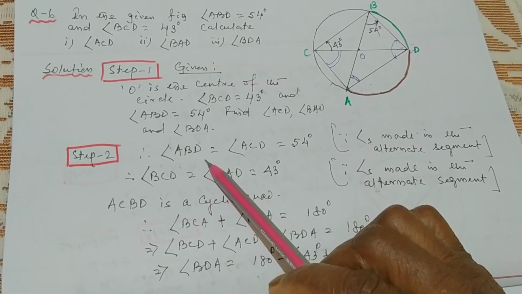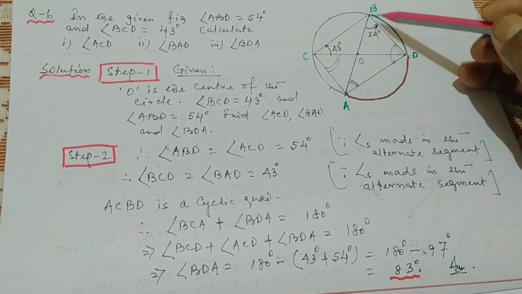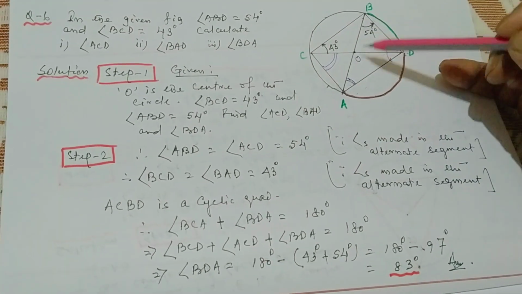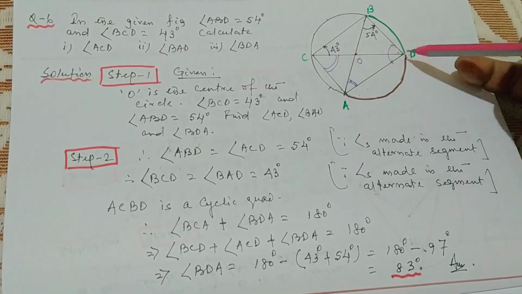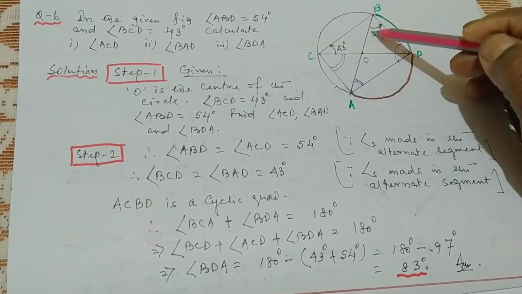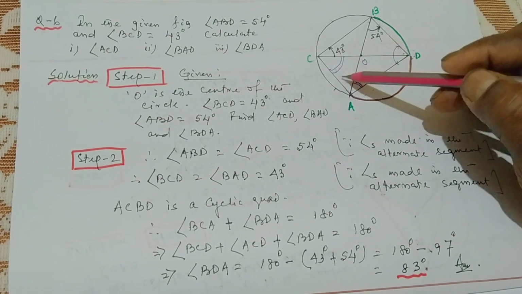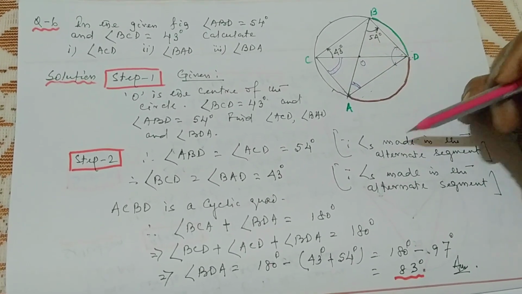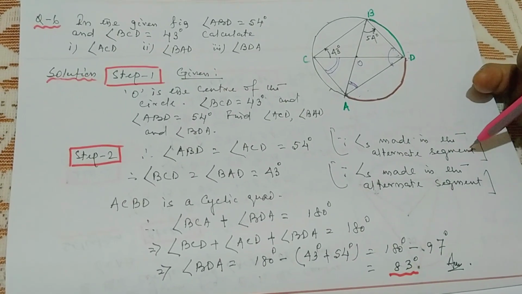Step 2. Angle ABD, this angle is equal to angle ACD, this angle ACD. These two angles are equal. That means the value of these two angles is equal to 54 degree. Why? Angles made in the alternate segment.